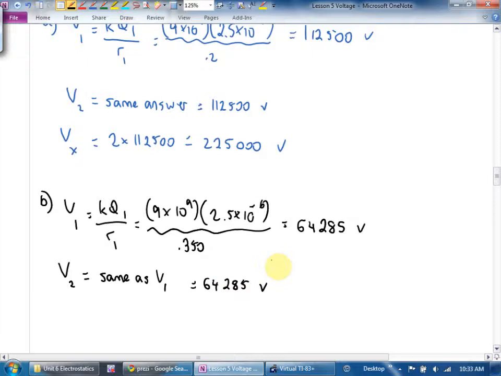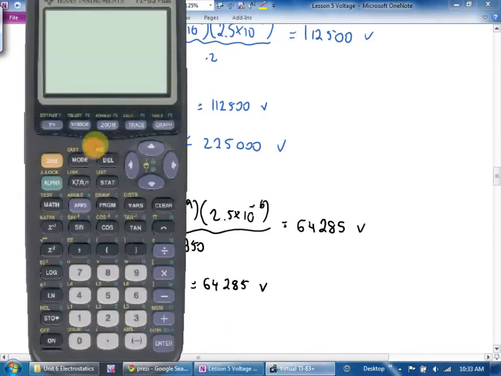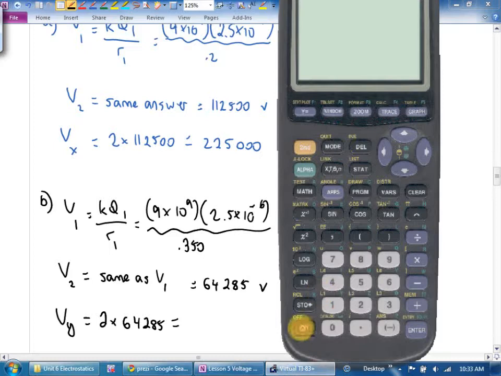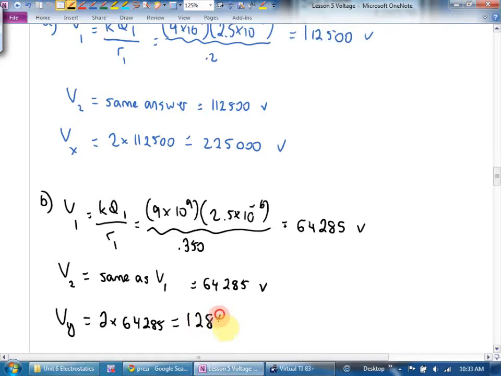What's the total voltage at location Y? It's going to be 2 times 64,285. What do you get? 128,570, and I'll go to 3 sig figs here. 1.29 times 10 to the 5th volts.